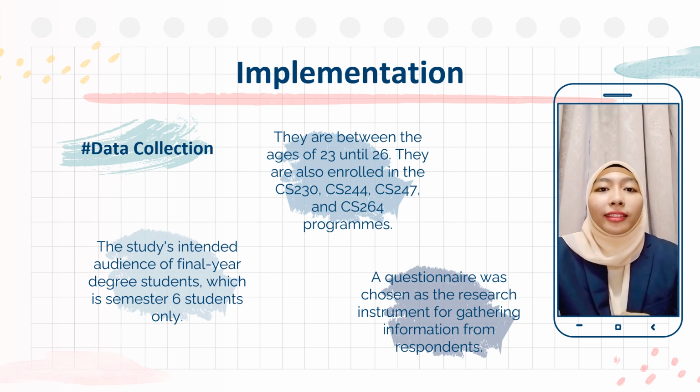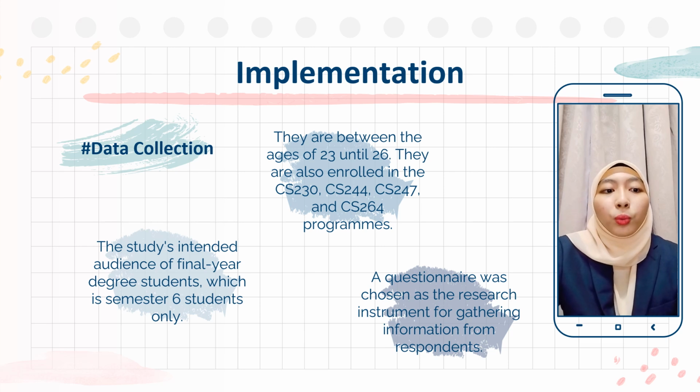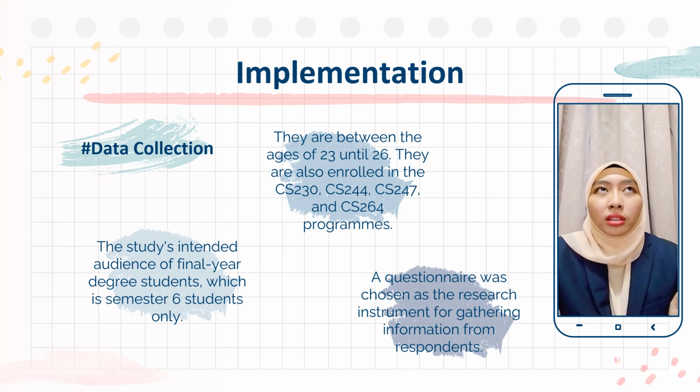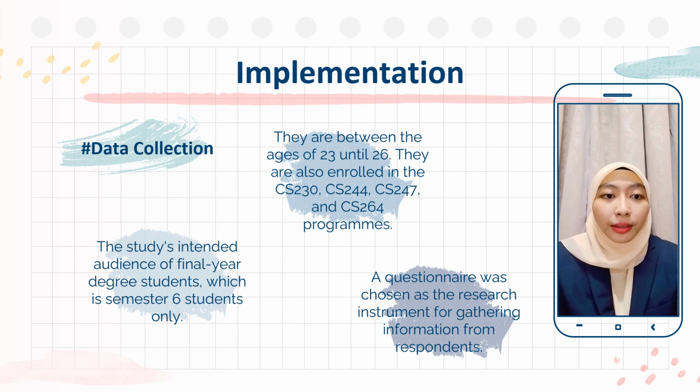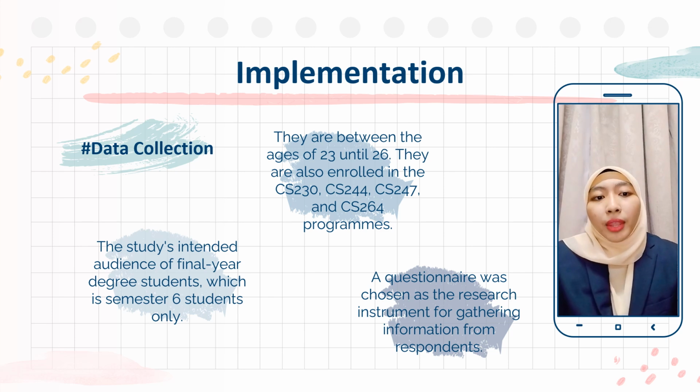First, the study attendance audience is final year degree students, which is semester 6 students only. The target number of respondents required is only 13. And of course, all the respondents come from FSKM students at UiTM campus Kuala Terengganu. Second, they are between the ages of 23 and 26. They are also enrolled in the CS230, CS244, CS247, and CS264 programs. And lastly, question A was chosen as the research instrument for gathering information from respondents.